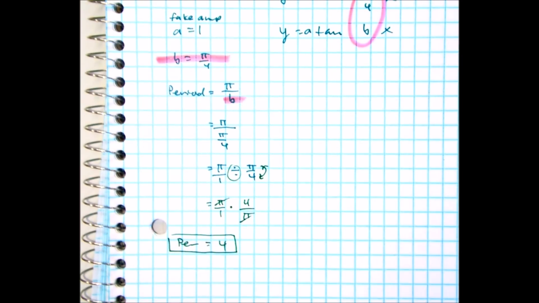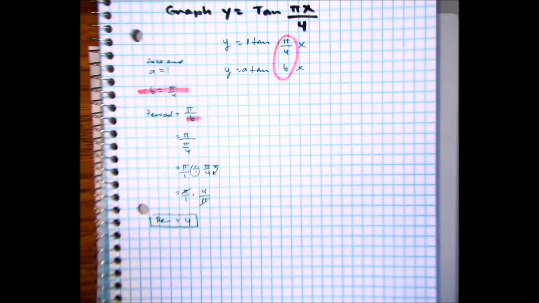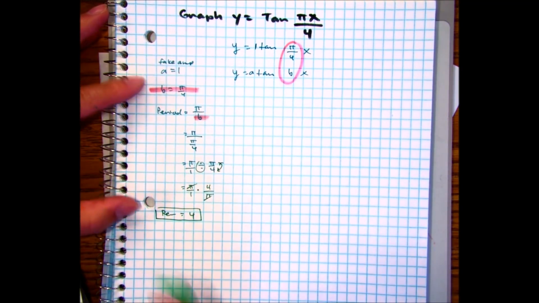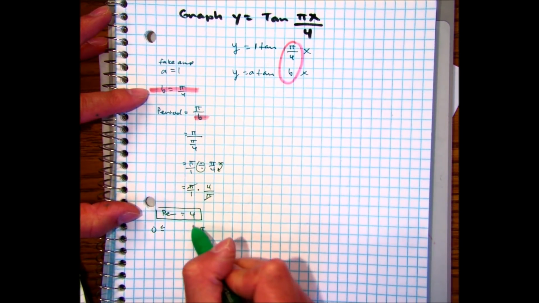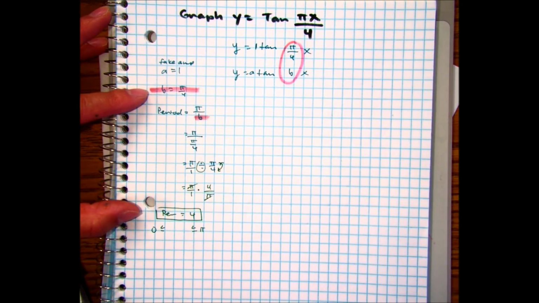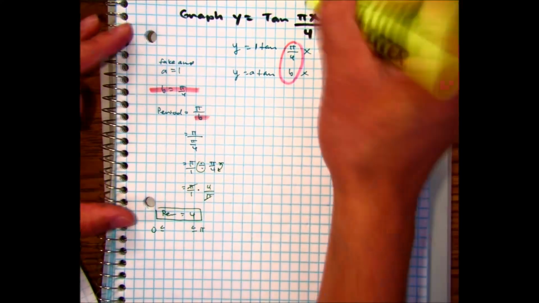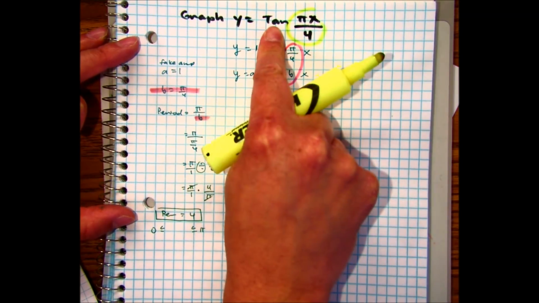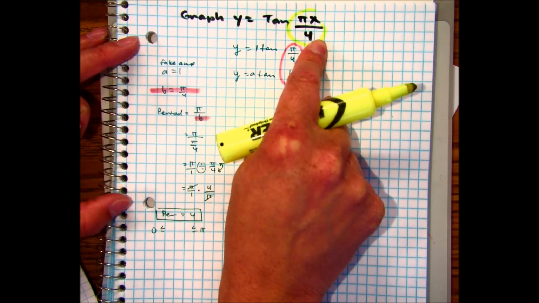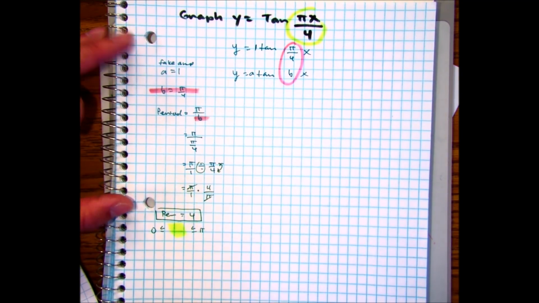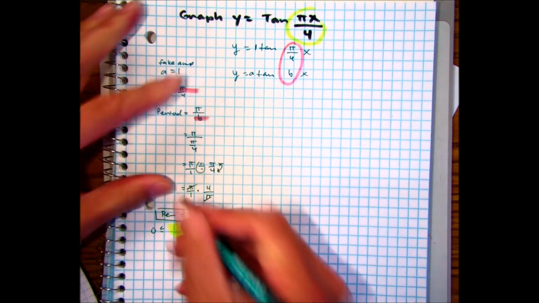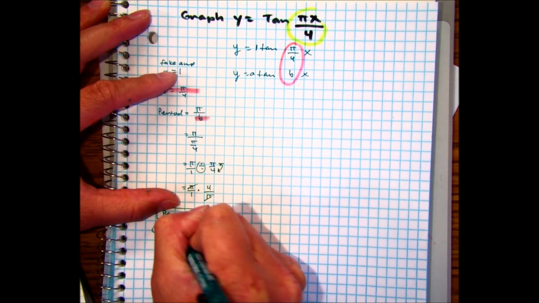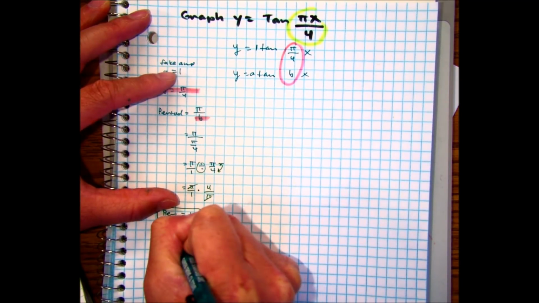This tells me the length of my graph from where it starts to where it ends, but it does not tell me very specifically where it starts and ends. So I'm going to use the inequality 0 to pi. Everyone say everything to the left. Everything to the left of the trig function, tangent, which is pi x over 4, that's what I'm putting in here. So I have pi over 4x.